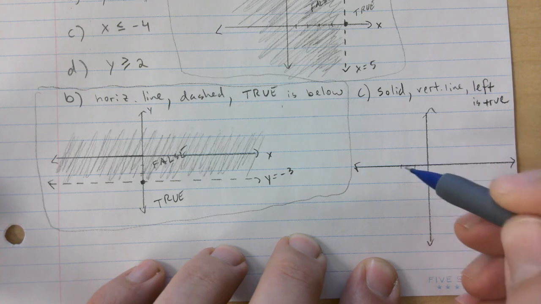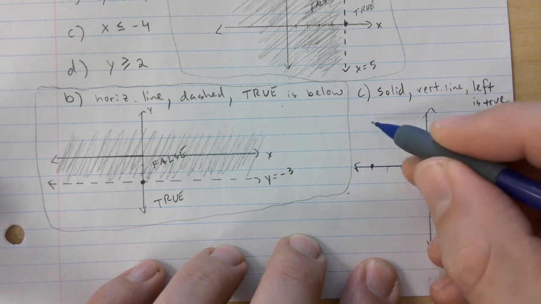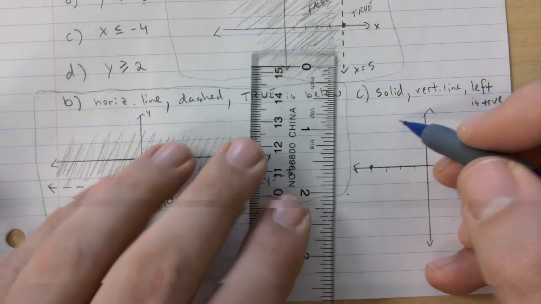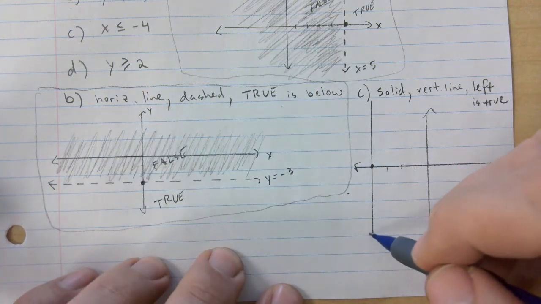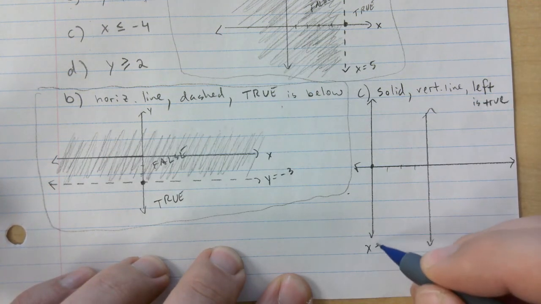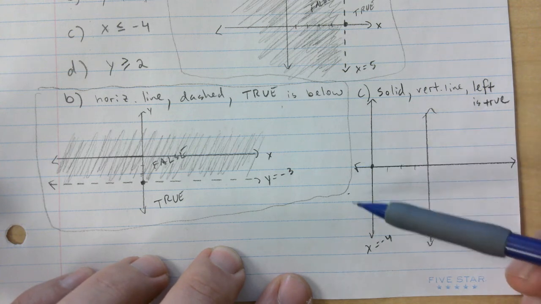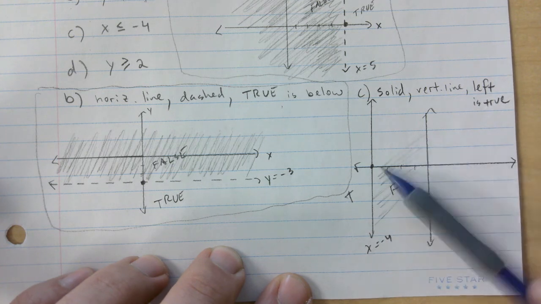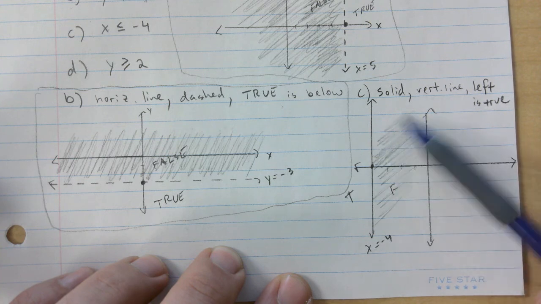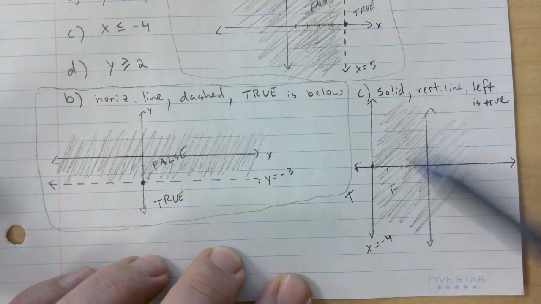-4, so 1, 2, 3, 4. It's going to be a solid line, as x equal to -4. True, false over here, right? So we're going to shade in everything to the right.